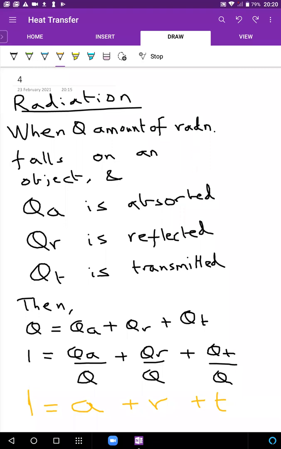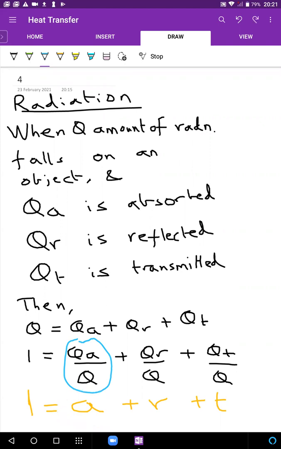एक लास्ट टाइम बता रहा हूँ, this is not Q into A. A is a subscript of Q. ठीक है, so QA was just heat absorbed, QR was heat reflected, QT was heat transmitted. यहाँ पे QA by Q को define किया है as a term represented by the symbol A. ठीक है, it's called absorptivity. I'll define that on the next page. But this fraction, heat absorbed upon heat incident, is called absorptivity.